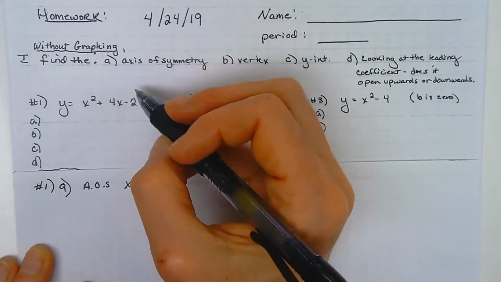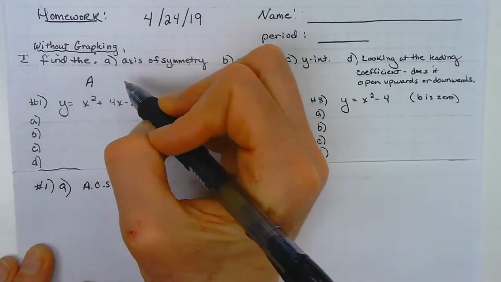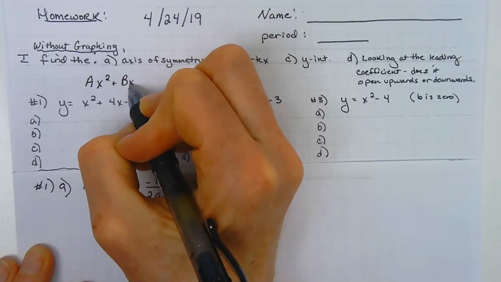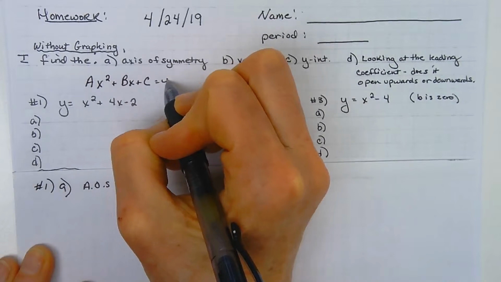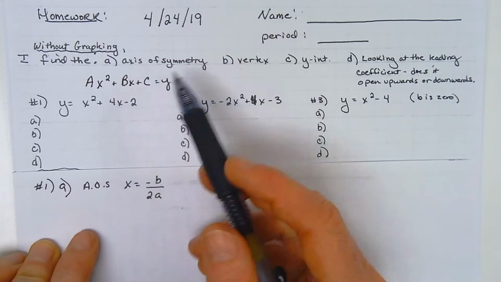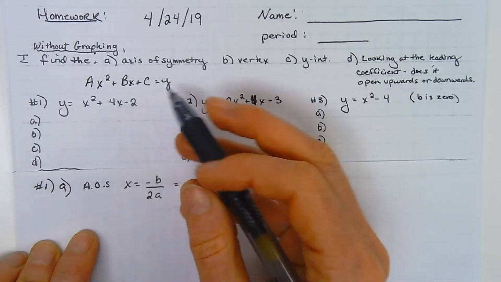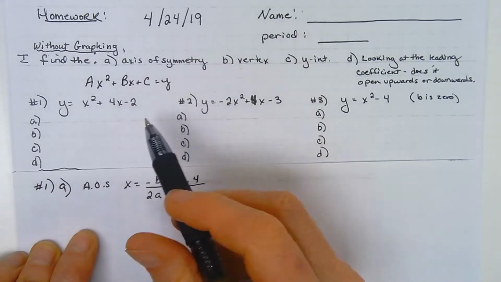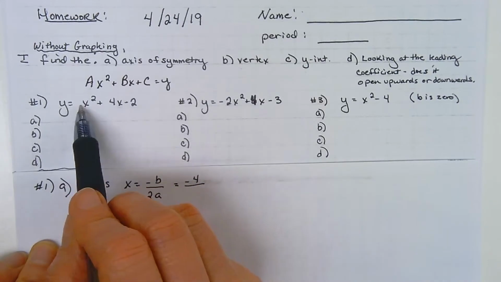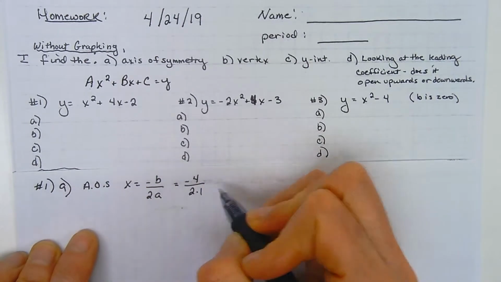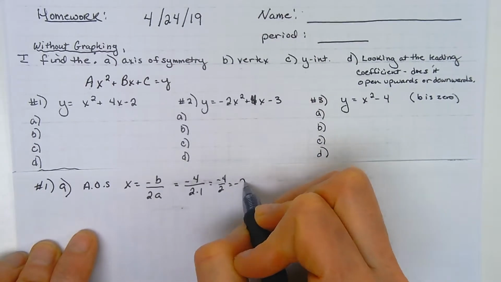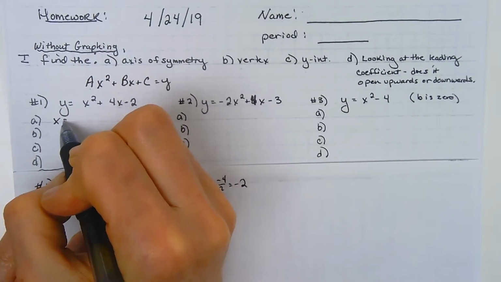The standard form of a quadratic equation is ax squared plus bx plus c equals y. The b is going to be 4. So x is equal to the opposite of 4 over 2 times a, that's 2 times 1. This coefficient is 1. So negative 4 over 2 times 1 is negative 4 over 2, which is negative 2. The axis of symmetry is x equals negative 2.